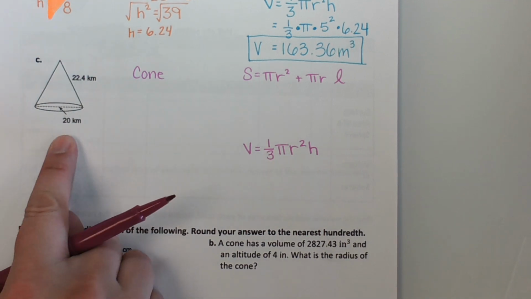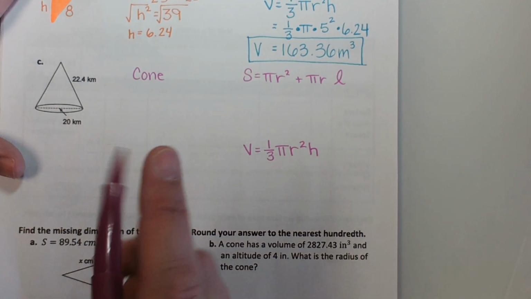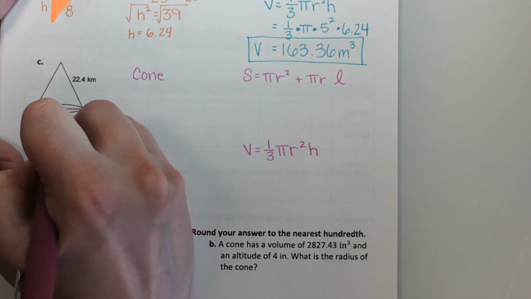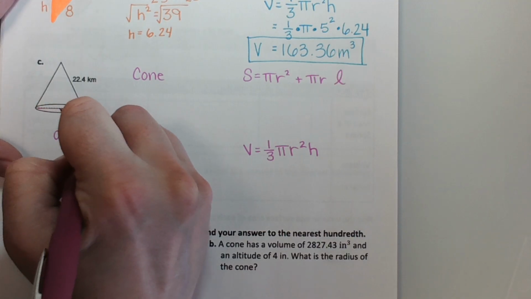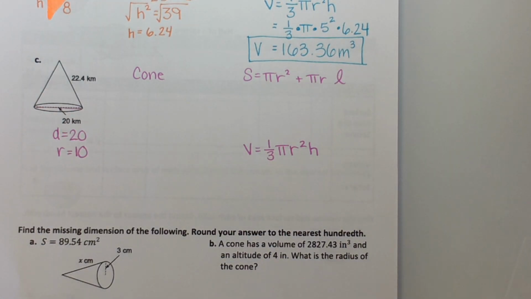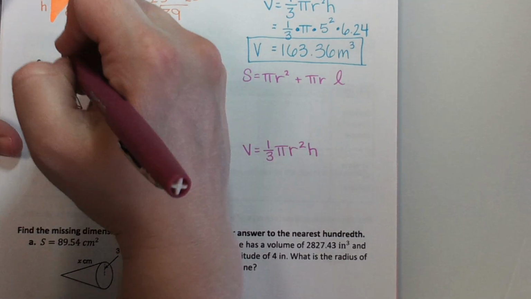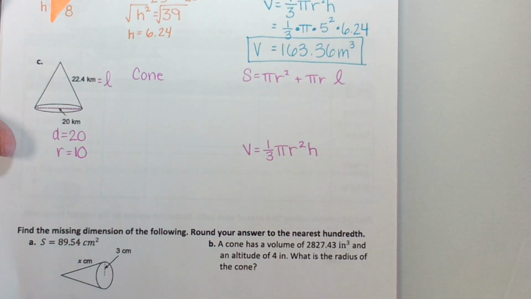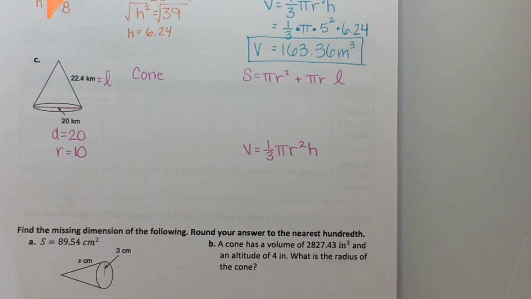Trey, what is the 20? It's going to be our diameter. I don't want diameter. If diameter is 20, radius is 10. Connor, what is the 22.4? Slant height, that's L. I'm missing something again, aren't I? I'm missing the true height.